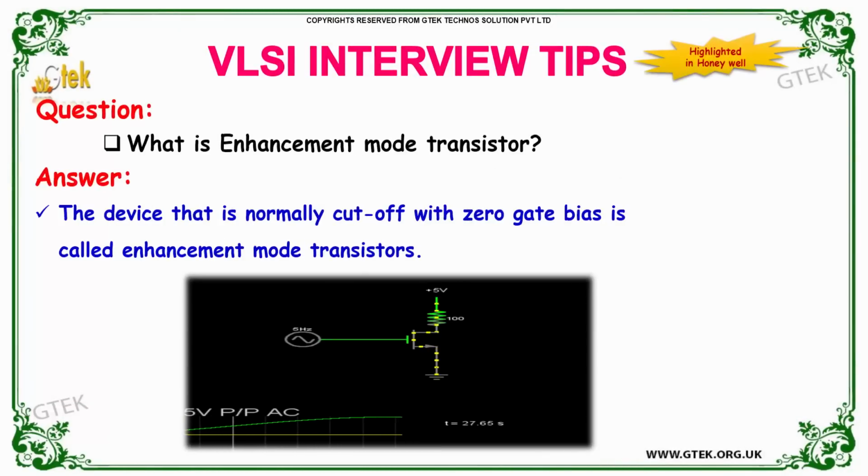Here we have the next question. What is enhancement mode transistor? The answer is the device that is normally cut off with zero gate bias, which is called as enhancement mode transistors.